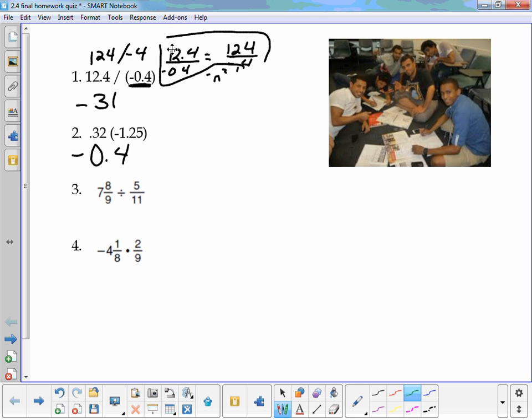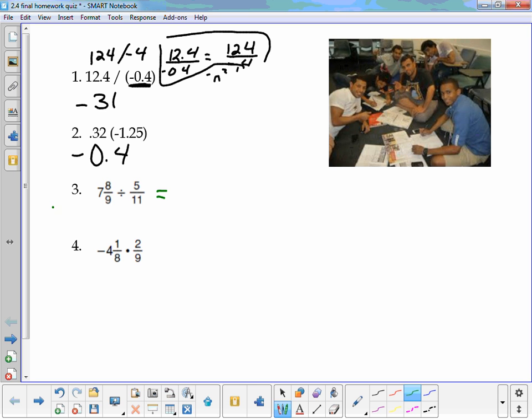Now, who can tell me which method I am probably going to use here? I'm going to probably multiply by the reciprocal because I don't want to deal with 99ths, right? That would be my common denominator, 99ths. Not a good one. Okay, so our very first step, whenever we're multiplying or dividing fractions, is to convert all mixed numbers to improper fractions.